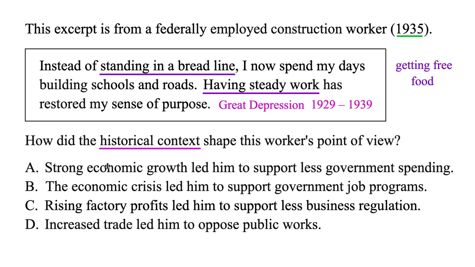The first one, just look at the beginnings of each of these here. Strong economic growth. We don't even need to read the rest of it. This period of time did not have strong economic growth because it was a depression, things were not going well. So the first one, that's not right.